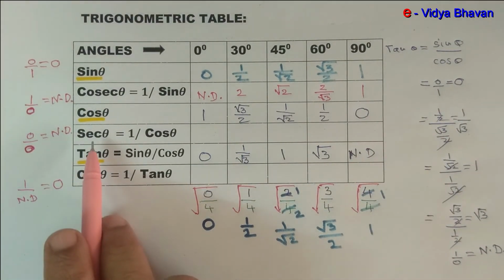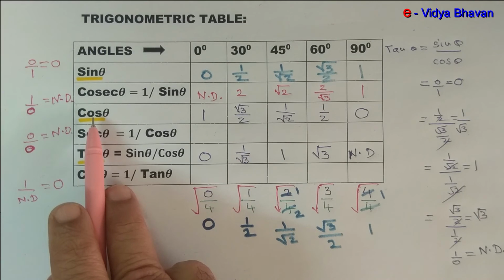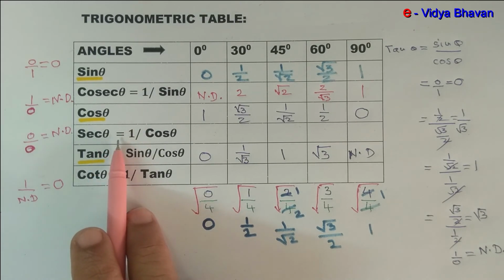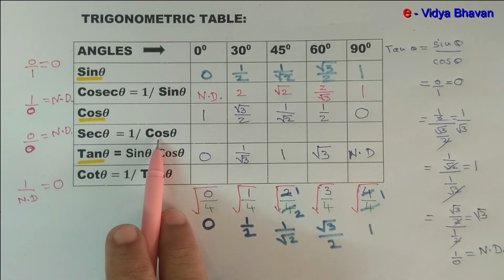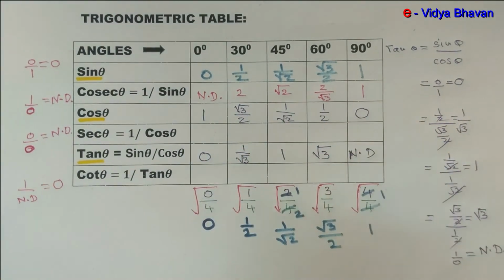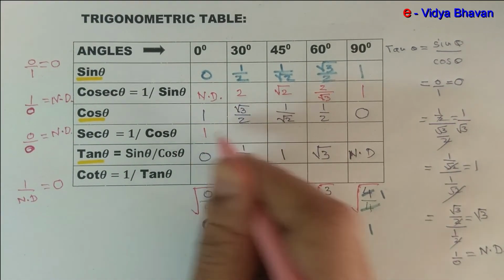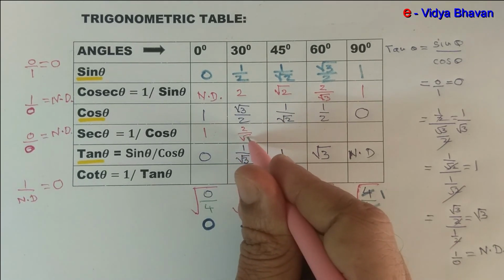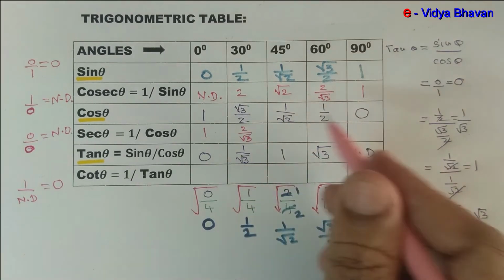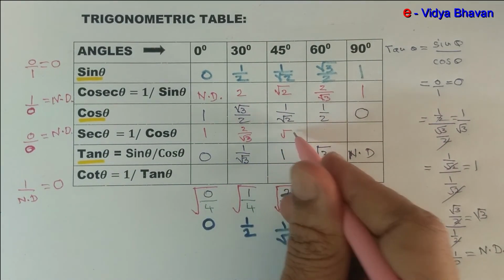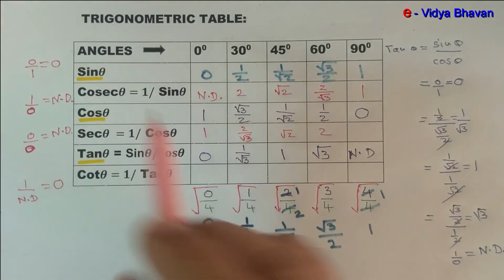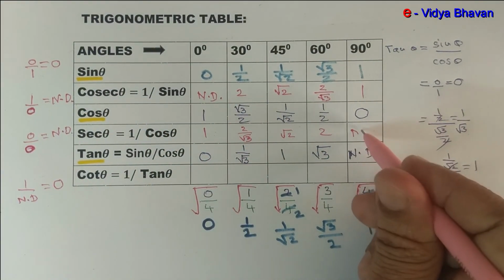In the same way, sec theta is the reciprocal partner of cos theta. We can say sec theta is equal to 1 upon cos theta. So let us take the reciprocal of these values. 1 upon 1 gives 1. Root 3 upon 2 gives 2 upon root 3. 1 upon root 2 gives root 2. 1 upon 2 gives 2, and 1 upon 0 gives not defined.